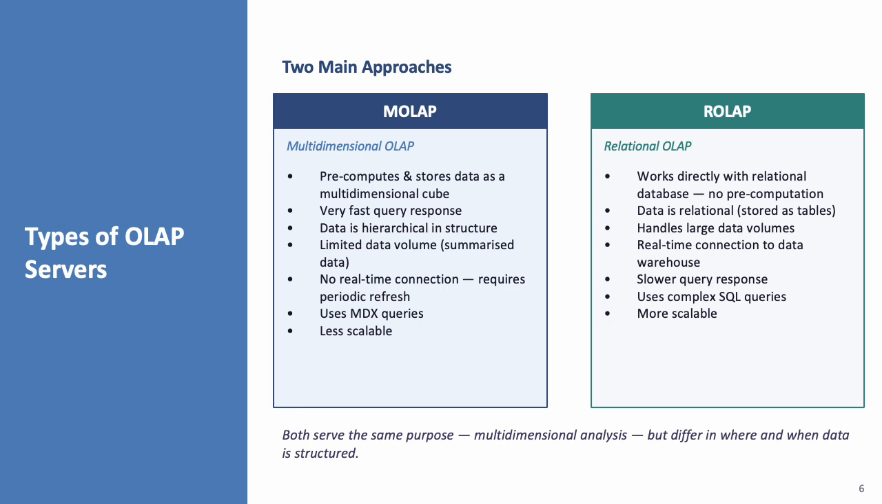There are two main architectural approaches to building an OLAP system, and they differ in a fundamental way. When do they do the computational work? That is how they differ from each other. MOLAP, multidimensional OLAP, does the work upfront. When data is loaded into the system, it pre-computes all the possible aggregations and stores them in a specialized multidimensional cube structure. This means that when a user asks a question, the answer is essentially already there. It just needs to be retrieved.